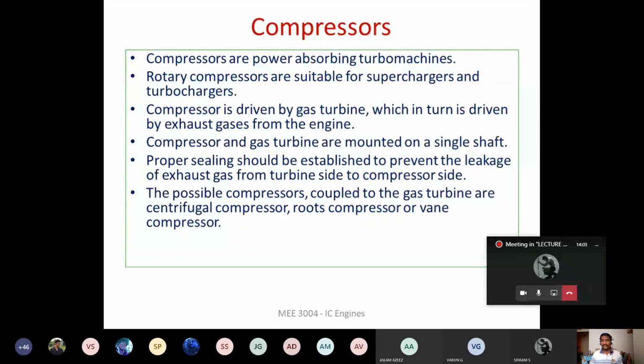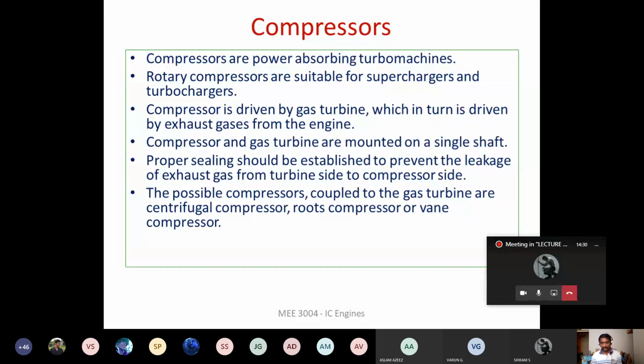If that is the case, then the products of combustion which are driving the gas turbine should not leak into the compressor part. So proper sealing has to be established between the compressor and the turbine, right? There should be a clear demarcation between the turbine and the compressor. And the compressors coupled to the gas turbine are mostly of centrifugal type.